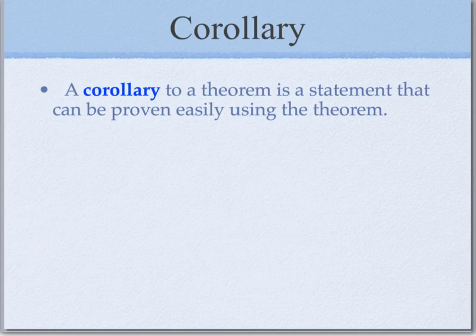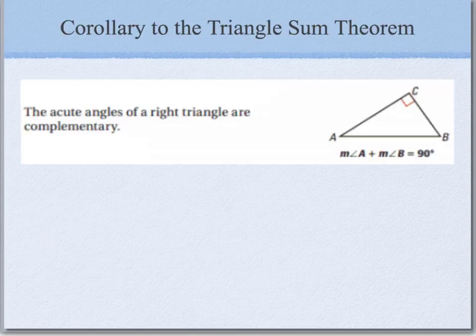So the corollary that we're going to use today is the corollary to the triangle sum theorem. Remember, the triangle sum theorem says that the interior angles of a triangle add up to be 180 degrees. So what if one of those interior angles was a right angle? Or in other words, what if one of those interior angles measured 90 degrees?